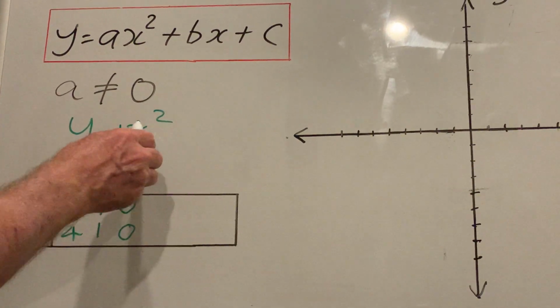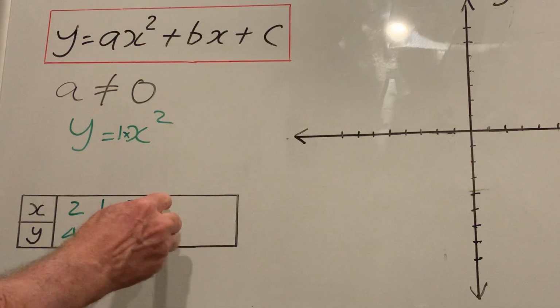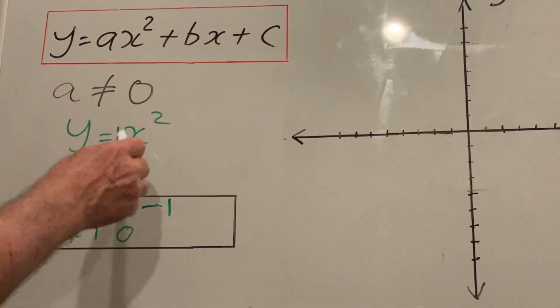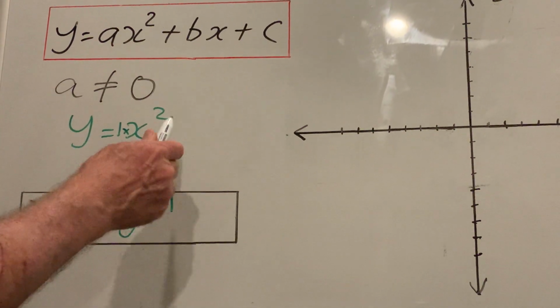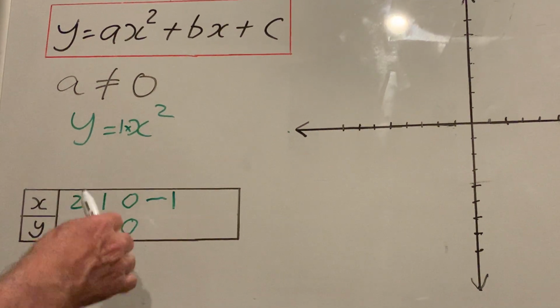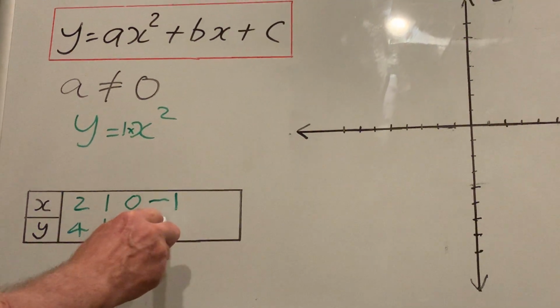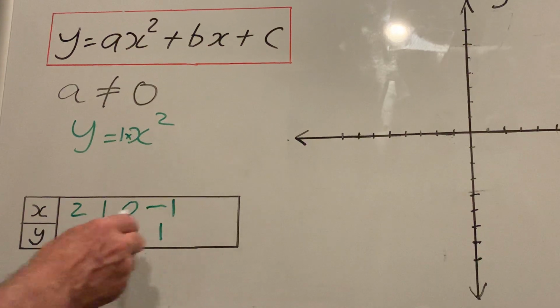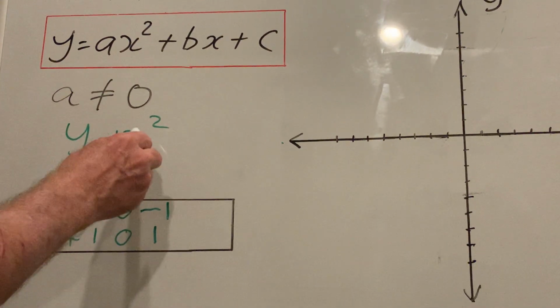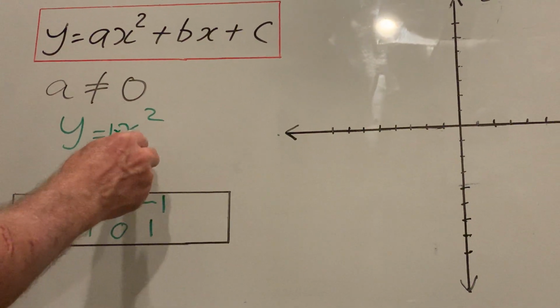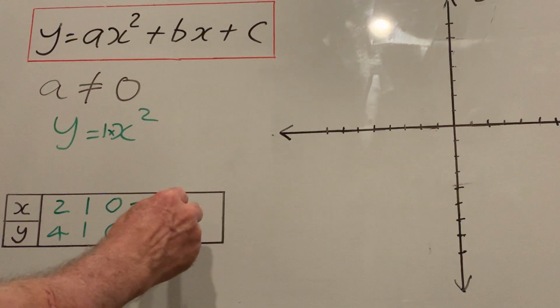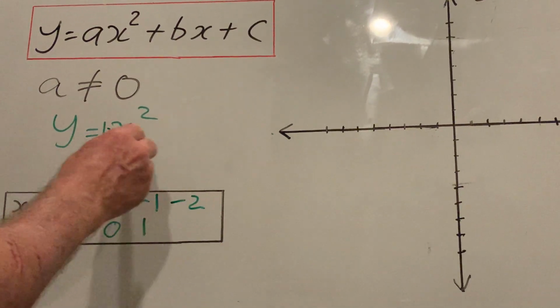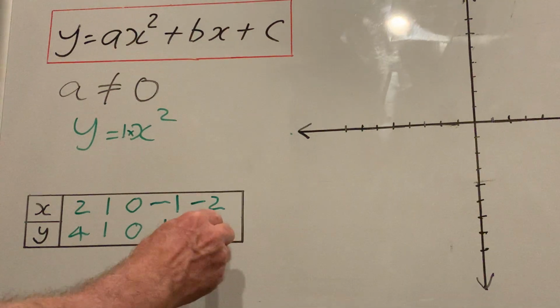What about if x equals negative 1? Negative 1 times negative 1 is a positive 1, because a negative times a negative is a positive. So when x equals negative 1, y equals 1. When x equals negative 2, negative 2 squared is positive 4.